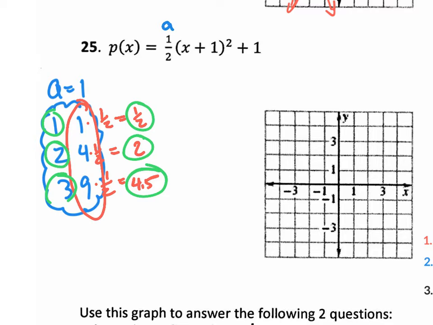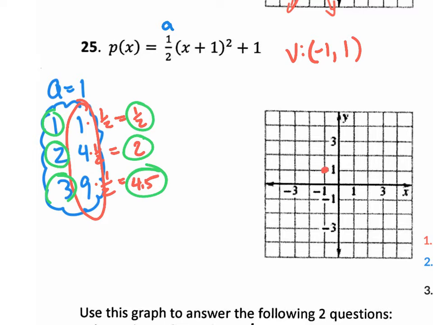So the very first thing that we should do, even before talking about this pattern, should be to state the vertex. The most important point, the h, k value. So what's the h, k value? -1, 1. Let's all go to -1, 1. -1 on the x, 1 on the y.